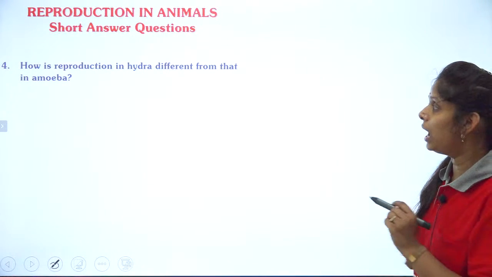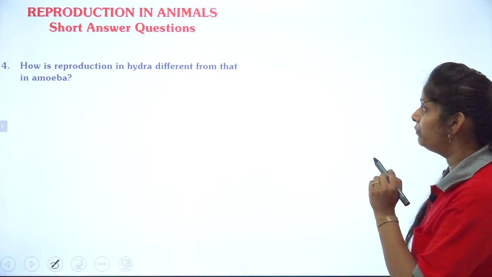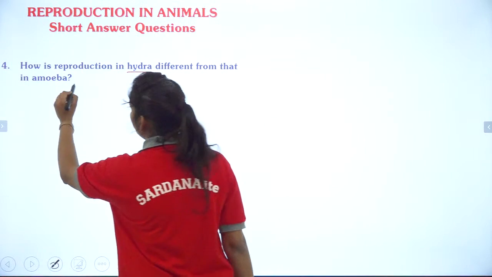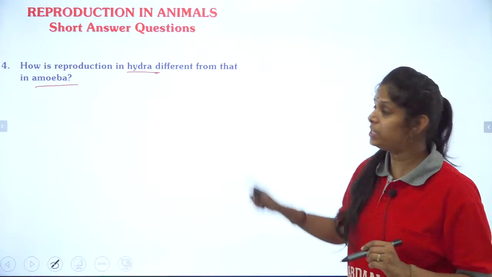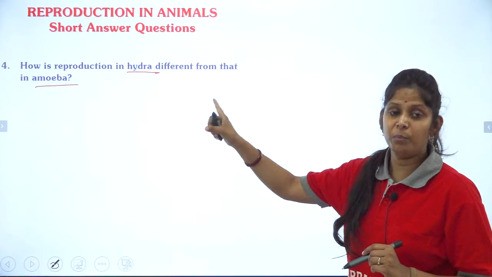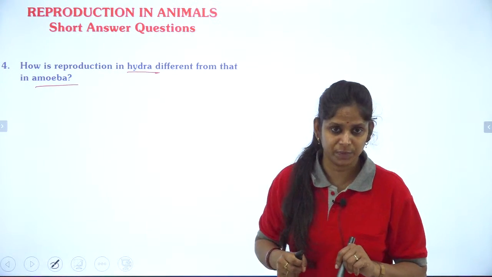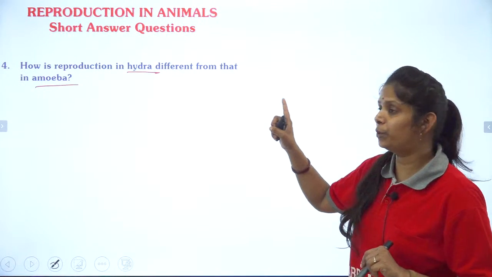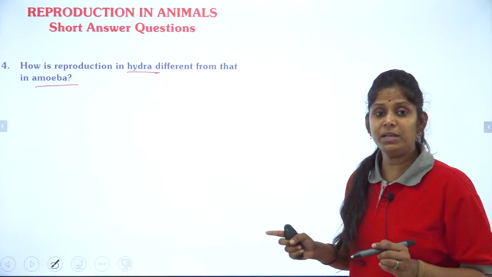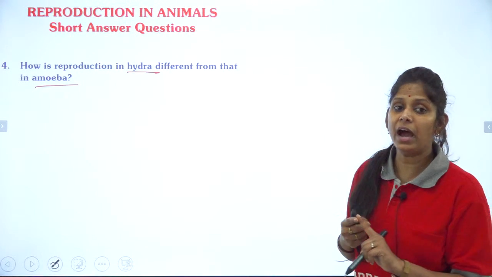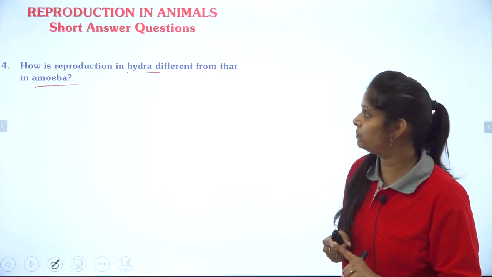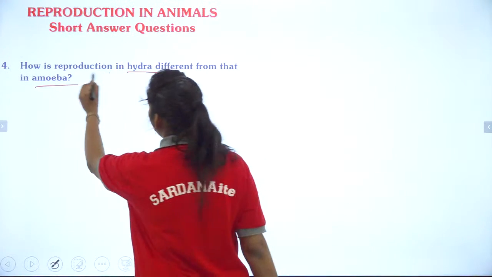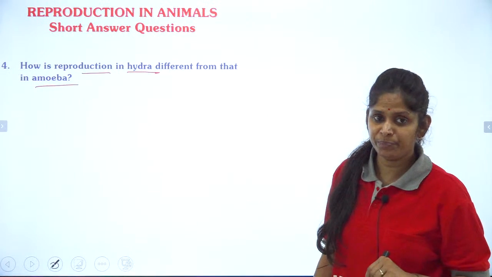Now question number 4: how is reproduction in Hydra different from that in amoeba? So here we are talking about Hydra and then amoeba. As you know very well, Hydra and amoeba both reproduce asexually. It means asexual reproduction is carried out in both Hydra and amoeba. But the question asks how reproduction is different in both living organisms.